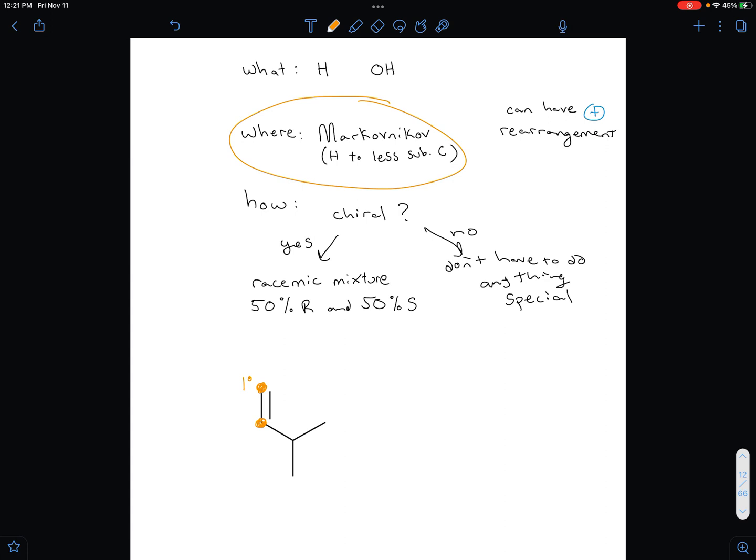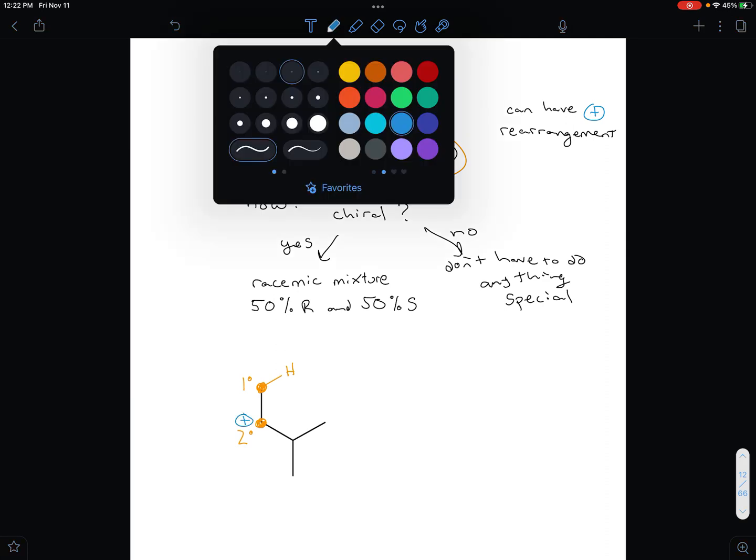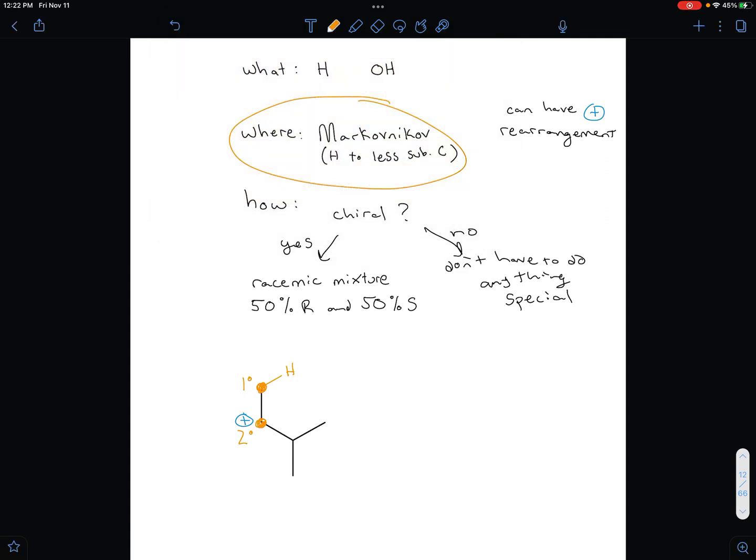So this top one is primary, the bottom one is secondary, so that means the hydrogen is going to add to the top one. And the glue you're going to use to get that hydrogen there is going to be that pi bond. So the pi bond won't be there anymore. Now, we don't have to draw the mechanism, but you do have to know that at this point in the mechanism, you would have a carbocation on that secondary carbon. And will it rearrange? That's another thing we have to think about with this reaction.